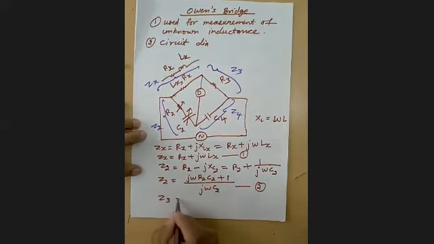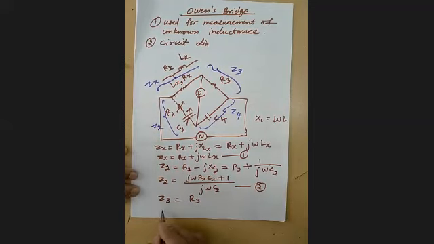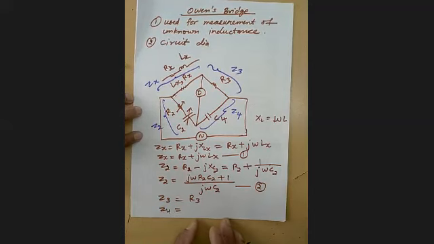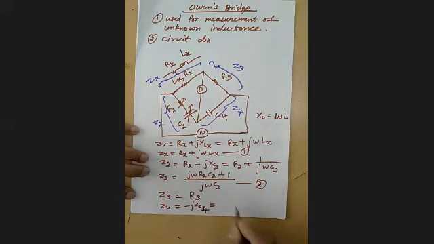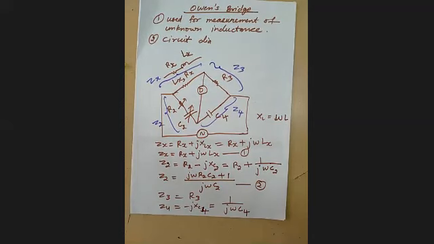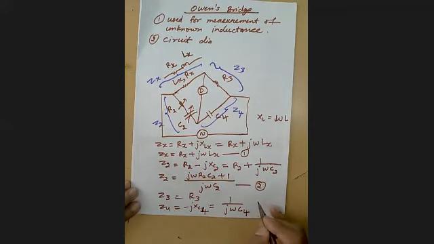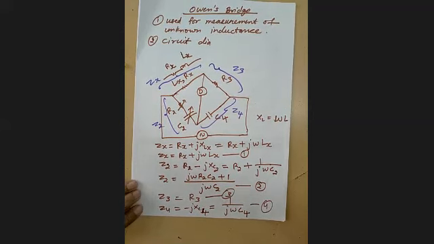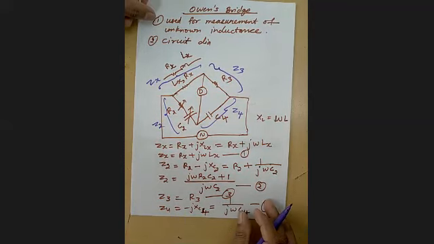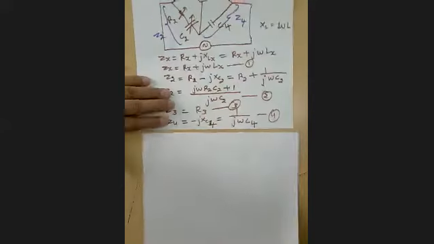Now next is Z3 is equal to R3. And what is the value of Z4? Tell me. Minus jXC4, yes, right, Pinky. It is equal to how much? 1 upon j omega C4. Yes, right. So this is equation number 3. This is equation number 4. Now apply the balance condition and calculate the value of Lx and Rx.